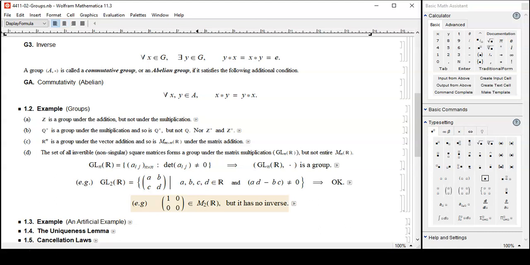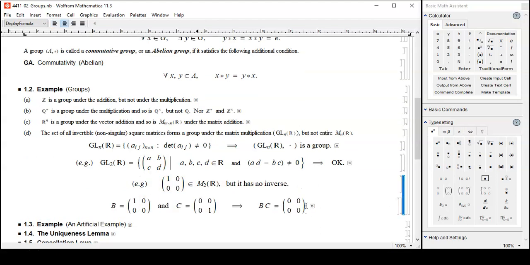If you go to the set of all square matrices with real entries, then the answer is no. You're going to get a matrix whose determinant is 0, kind of like this. You can rigorously prove it. Consider these two matrices, B and C, and neither is the 0 matrix, but if you multiply, then you're going to get a 0 matrix. These kinds of things are called zero divisors.